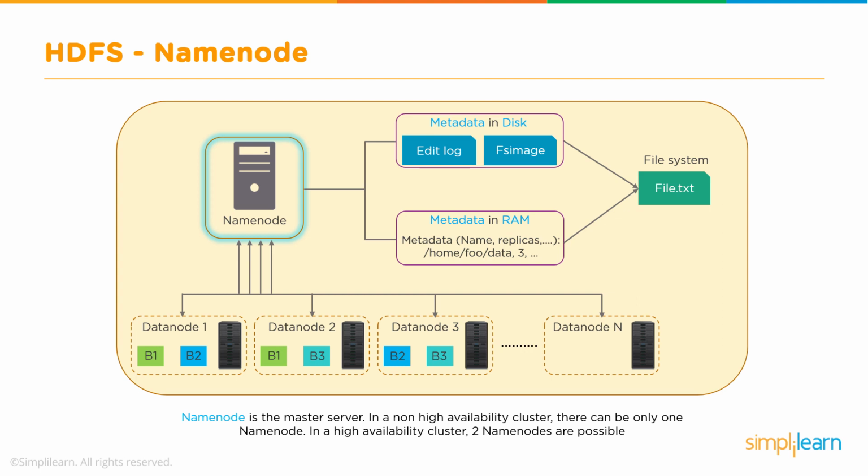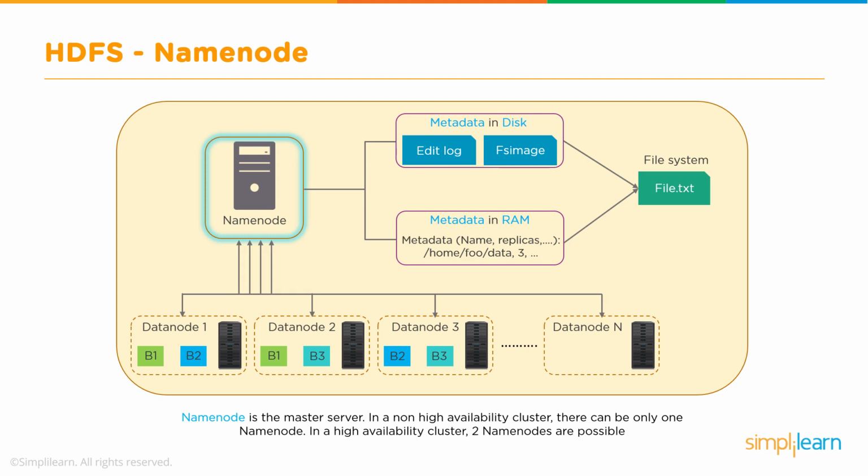So if a file was stored on HDFS, its information will be there in the metadata in disk in the form of edit log and fs image. I'll explain about that again. And we will also have metadata in RAM, which has information of which blocks the file is broken down into, which data nodes the blocks are residing on, and what the file permissions are.